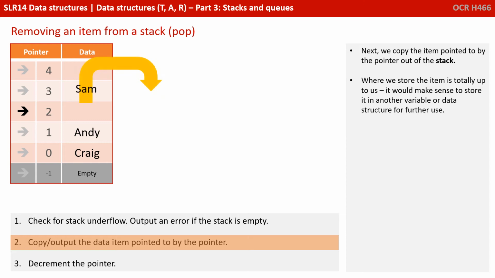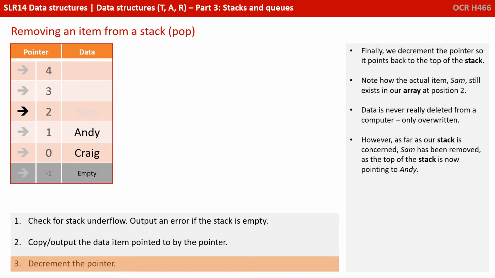Next, we copy the item pointed to by the pointer out of the stack. Where we store the item is totally up to us. We could make some use of this and store it in another variable for later use in a data structure, for example. Finally, we decrement the pointer so it points to the new top of the stack.